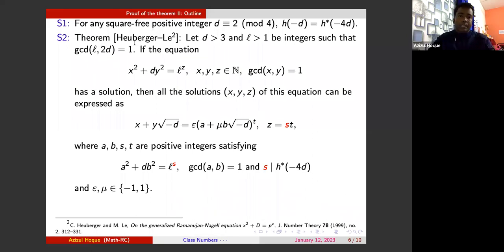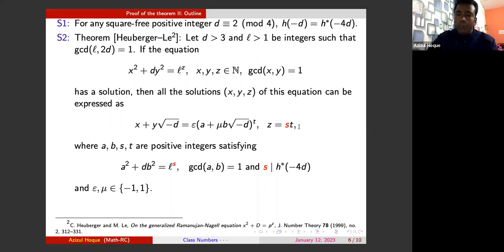Then we use one more result, by Hübner and Lee. This result is connected with a Diophantine equation, the so-called Ramanujan-Nagell type equation. They consider this kind of equation, and if it has a solution, then all other solutions can be written like this. This is a unit, and here the exponent z is equal to s times t, and s, a and b satisfy these conditions, and s divides the form class number. So we can say that s divides the class number of the imaginary quadratic field.